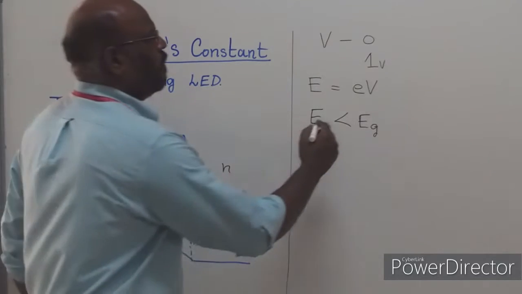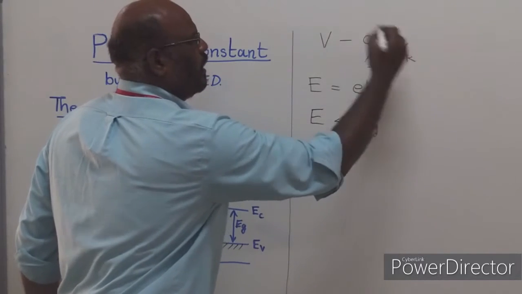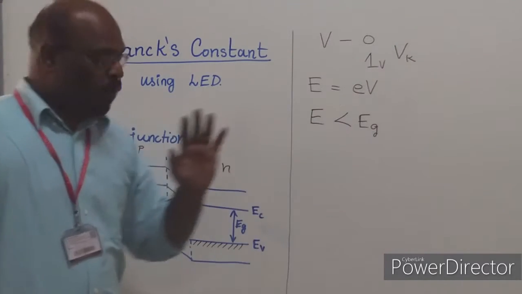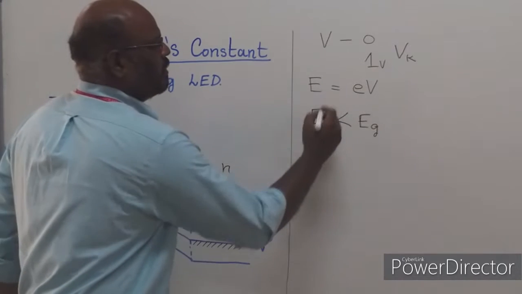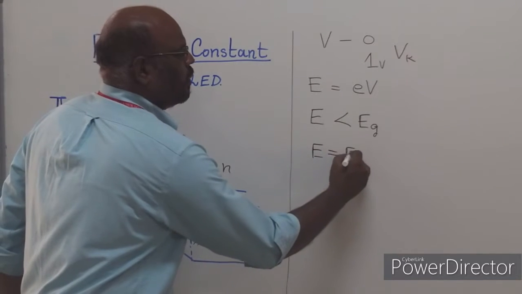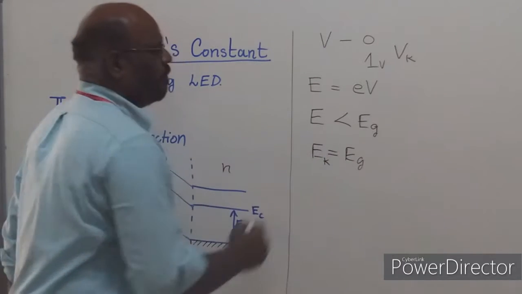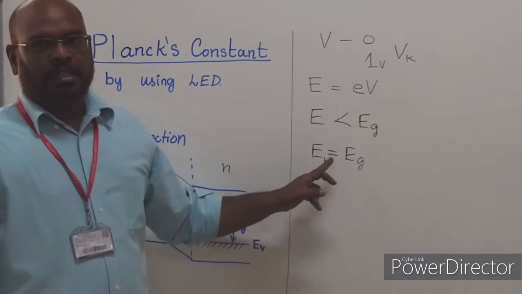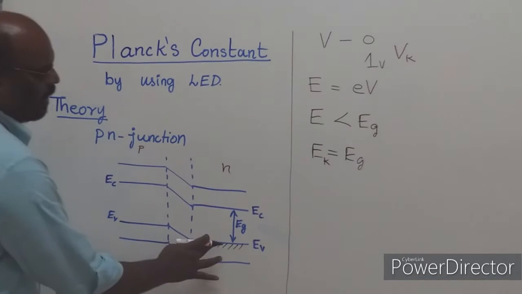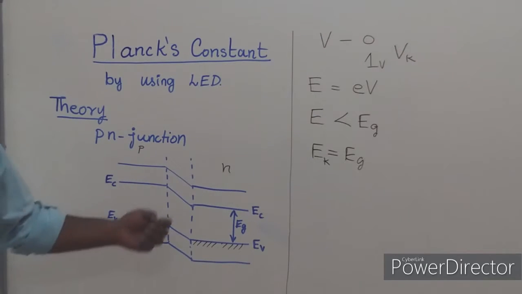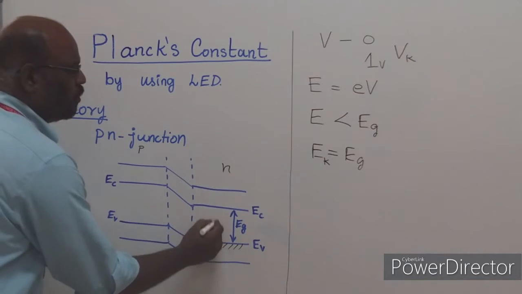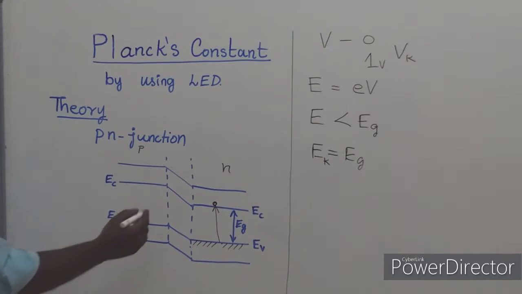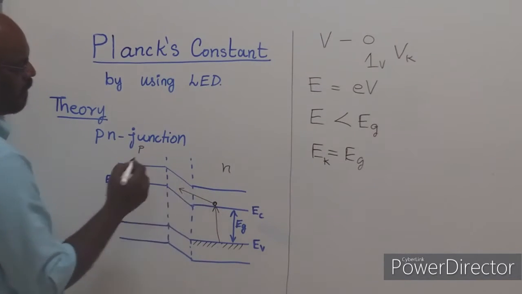For example, when the voltage we are applying is Vk, the energy E will be equal to Eg. The energy corresponding to the applied voltage Vk is eVk, and this is equal to Eg. Now the electron from the valence band has sufficient energy to move to the conduction band. It is already in forward bias, so the electron will move to the depletion region.